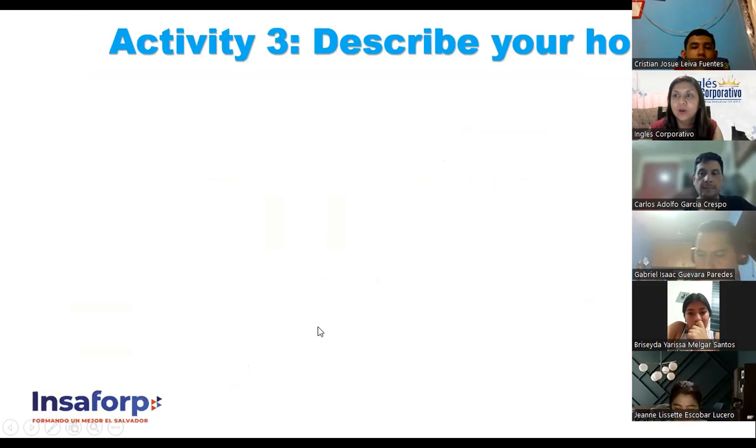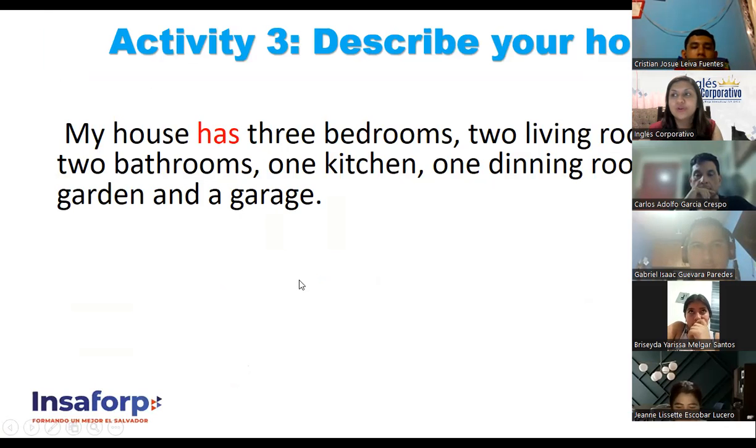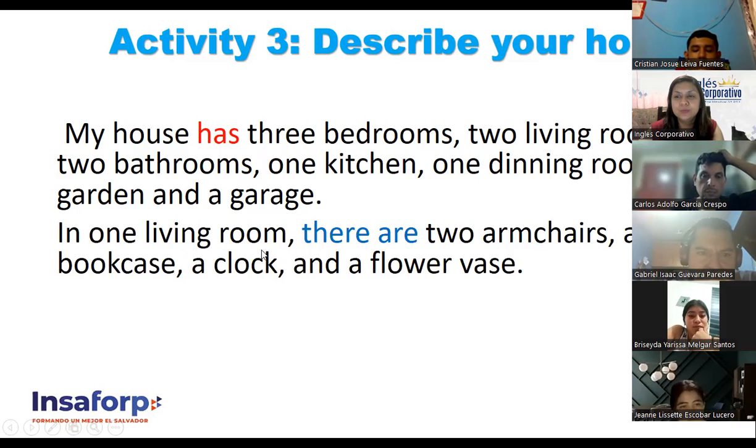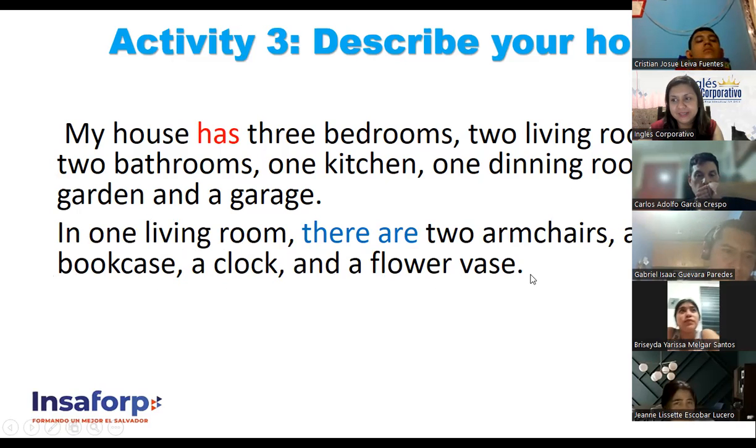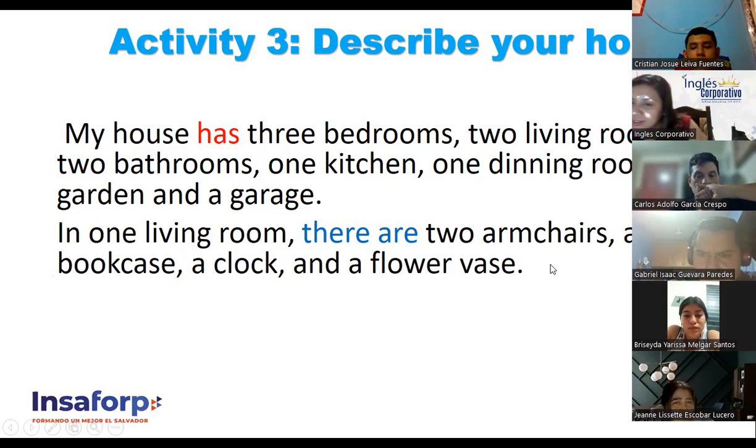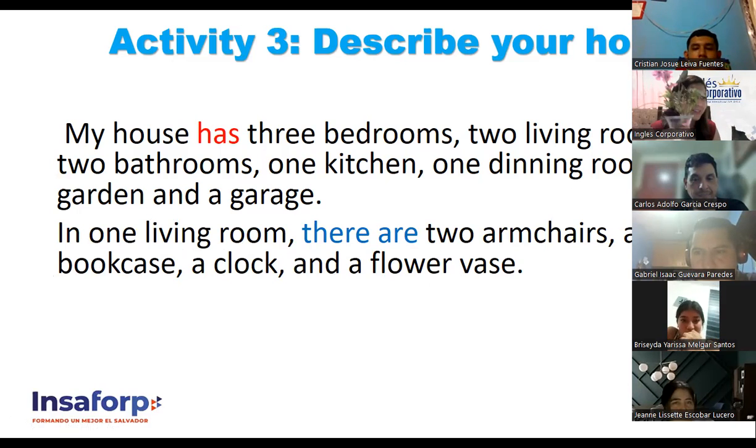In the kitchen. Okay, now in this case, I want you to write a description of your house. Describe your house. This is my example. My house has 3 bedrooms, 2 living rooms, 2 bathrooms, 1 kitchen, 1 dining room, a garden, and a garage. In 1 living room, there are 2 armchairs, a bookcase, a clock, and a flower vase. This is a flower vase.